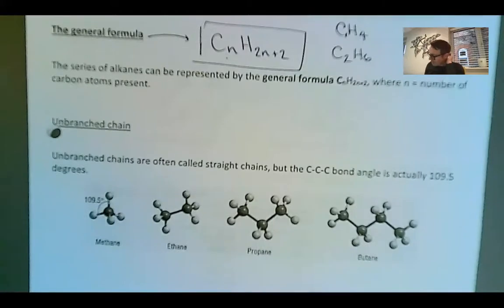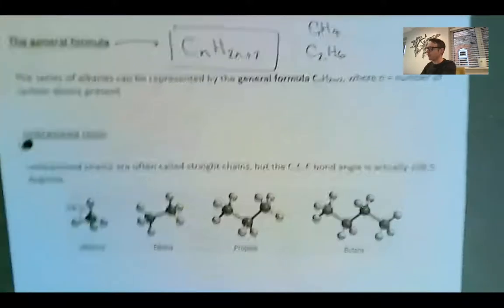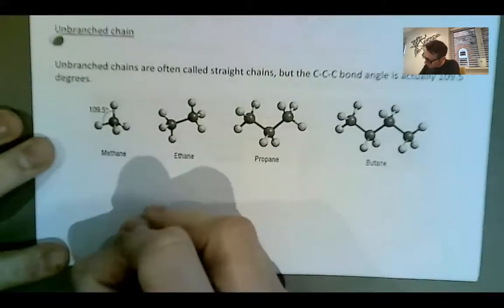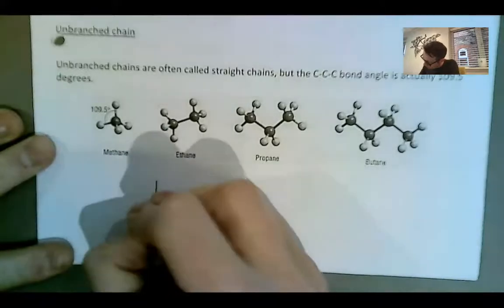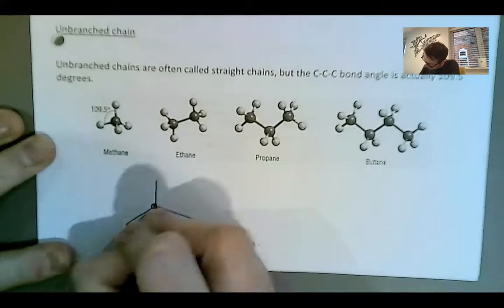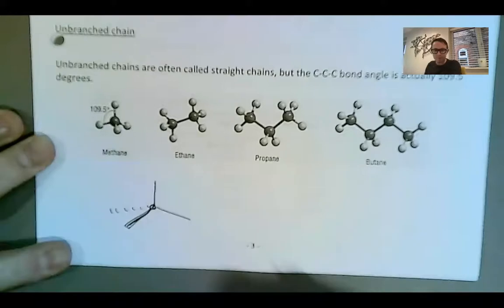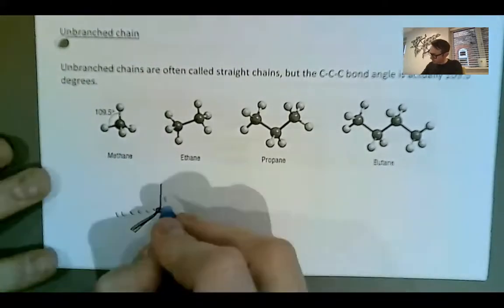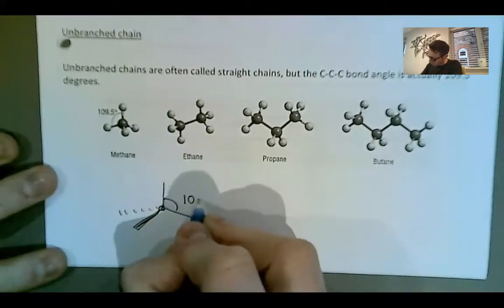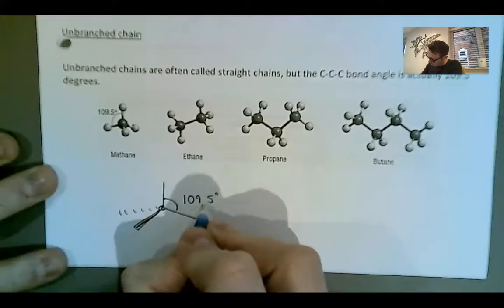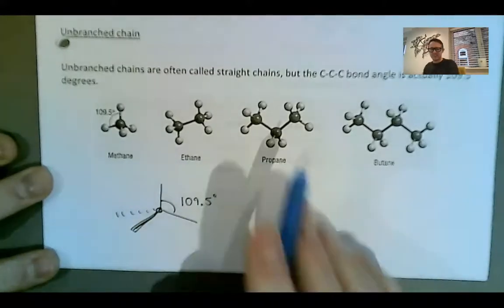Unbranched chains are always single bonds, okay? And the bond angle is usually 109.5. Hopefully you remember from your bonding topic that whenever you have an atom which forms 4 bonds, they form a tetrahedral shape, and the bond angle in a tetrahedral is always 109.5. So for alkanes, we always have this tetrahedral arrangement.